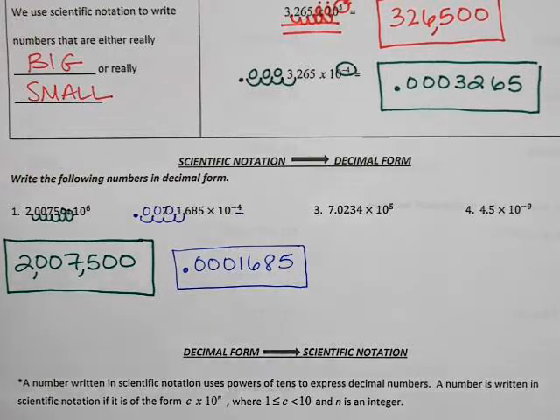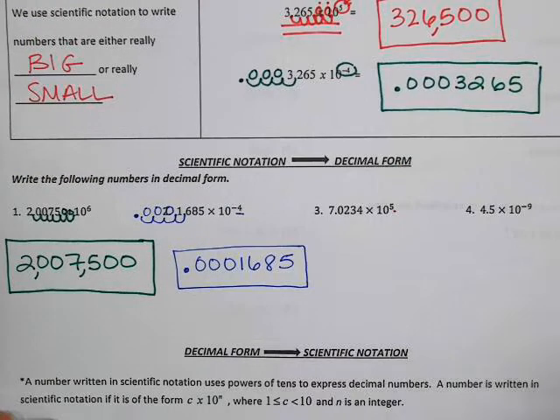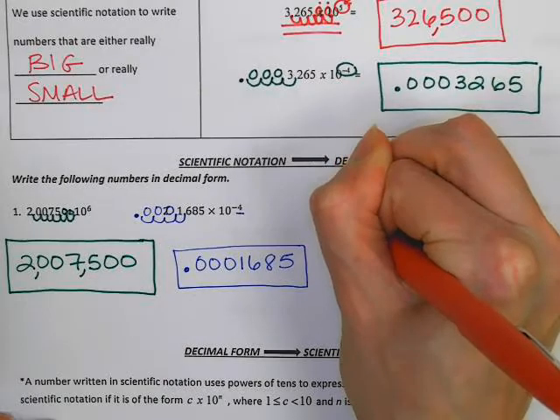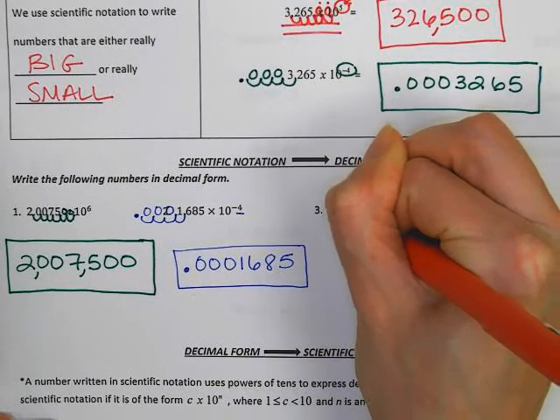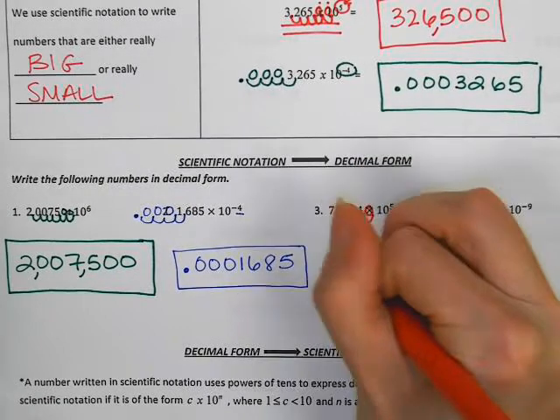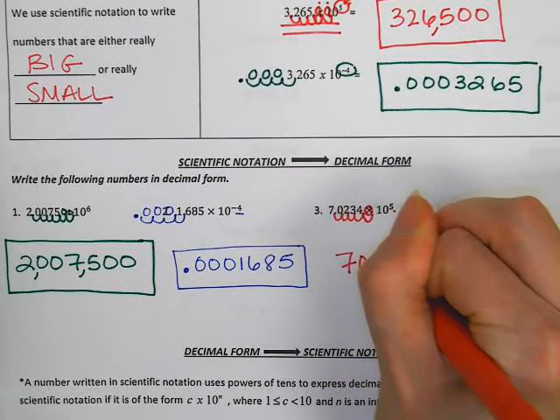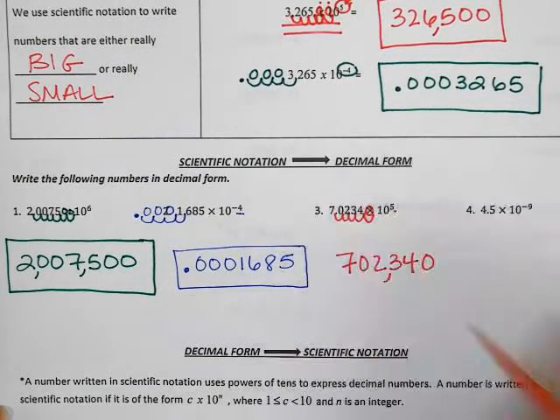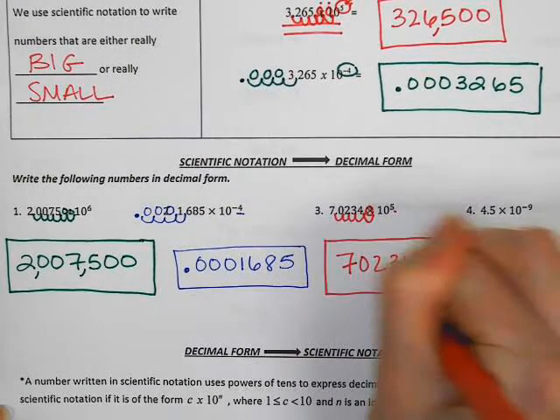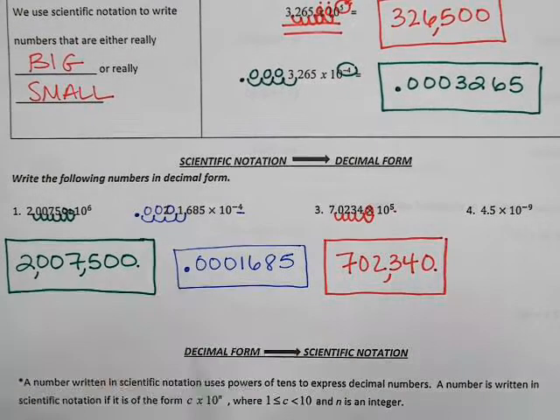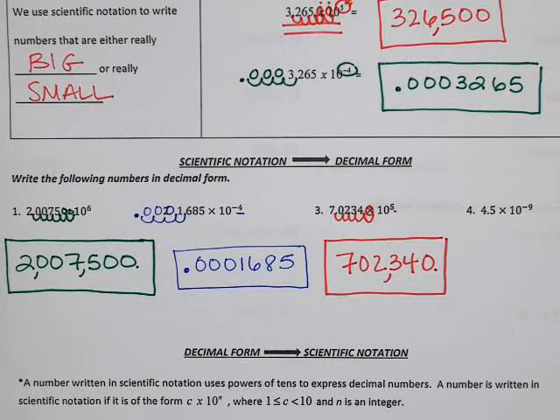Okay, number 3. This is positive 5, so 5 to the right. So 1, 2, 3, 4, but the 5th spot doesn't have a number, so we add a 0. So this is 7, 0, 2, 3, 4, and then we added a 0. And then the comma goes there, and that is our number. Now, secretly, there's a decimal point after these numbers if you move to the right, but you don't have to write it.